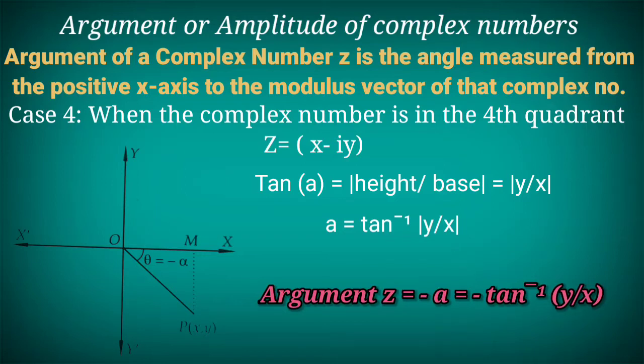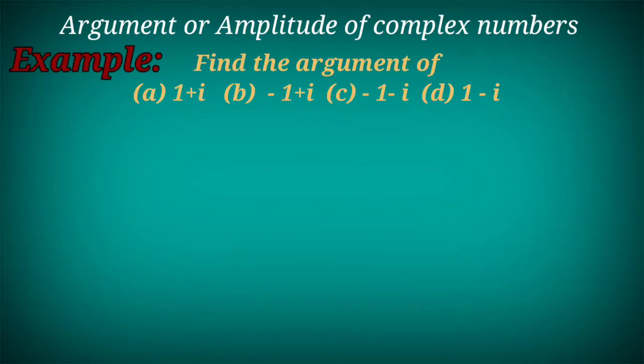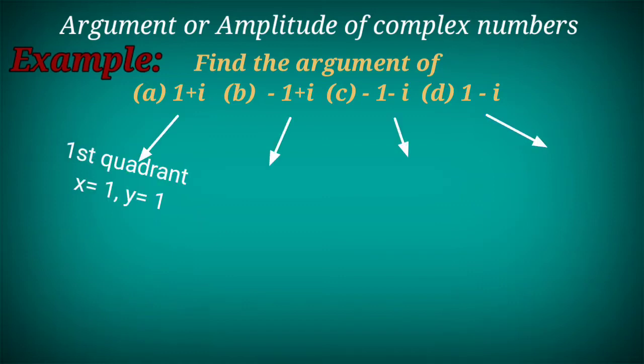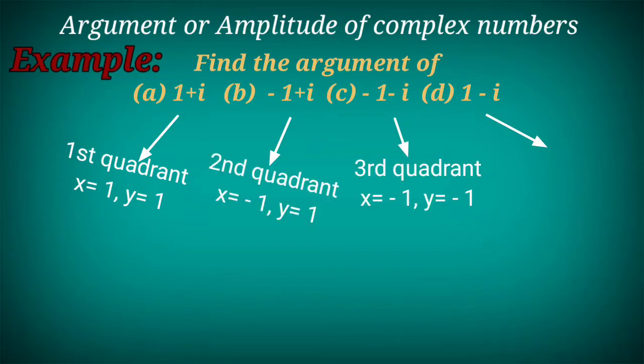Now let's understand this concept of argument with suitable examples. If you look at these 4 examples, the first example is from the first quadrant, the second is from the second quadrant, the third one is from the third quadrant, and the fourth one is from the fourth quadrant. But in all the cases, x is equal to 1 or minus 1 and y is equal to 1 or minus 1. So their modulus values are 1 only.